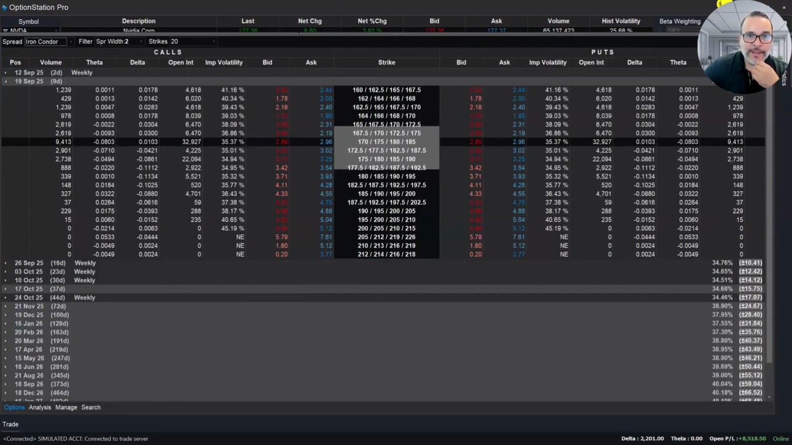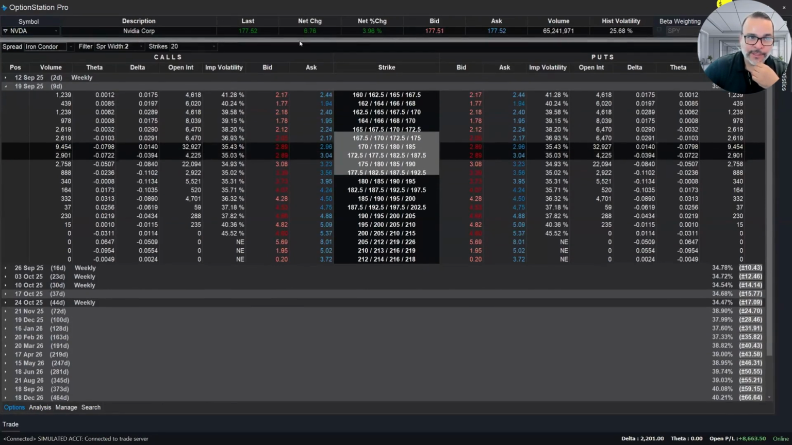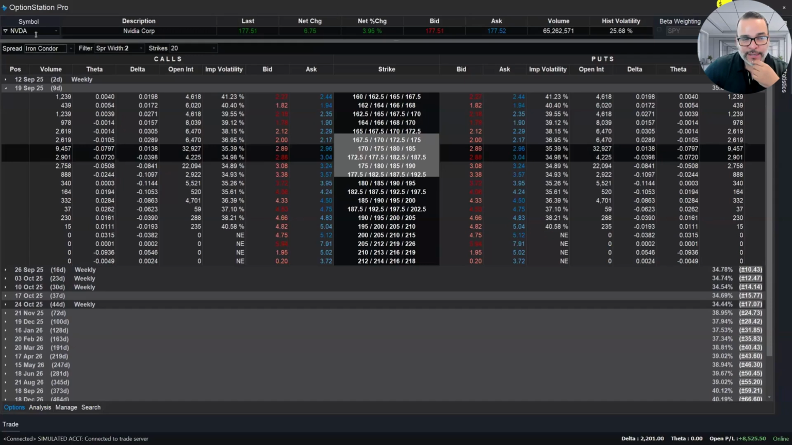Okay, right here on the top, I have information on the underlying. Let me go ahead and drop this little divider a little bit. You can see that I have NVIDIA loaded in my OptionStation Pro. I see the last traded price is 177.54. And one of the things that I can see about NVIDIA is historical volatility. This is today's volume, 65 million shares traded.